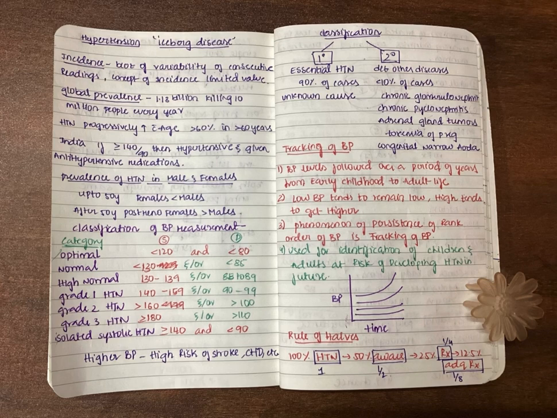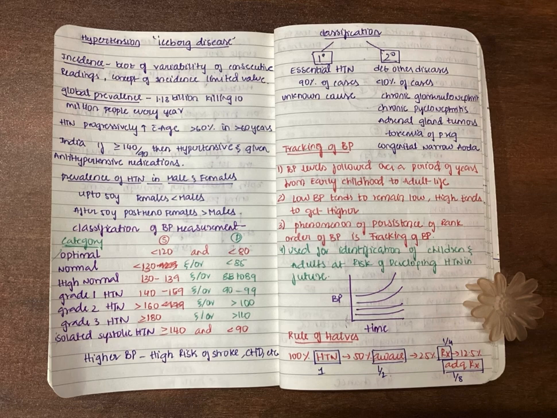And now coming to the global prevalence. Around 1.13 billion people have hypertension, of which around 10 million people are killed by hypertension every year. And hypertension progressively increases along with age. 60% of cases of hypertension are seen above 60 years. In India, it is considered hypertensive when the BP is above 140 by 90.